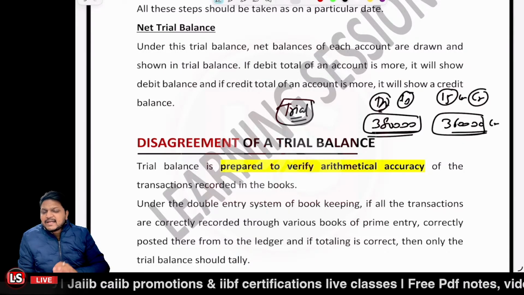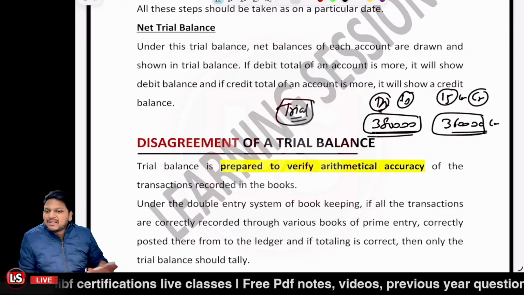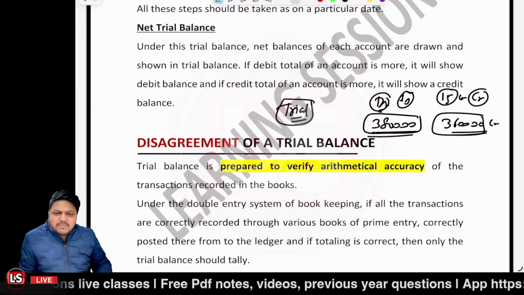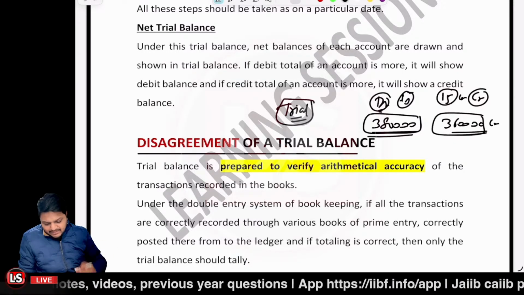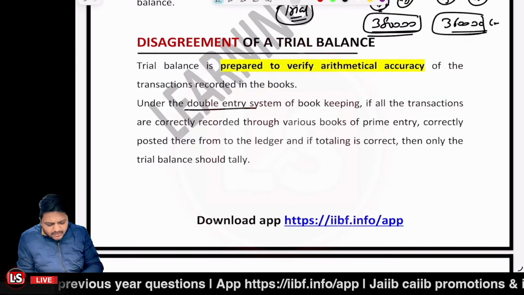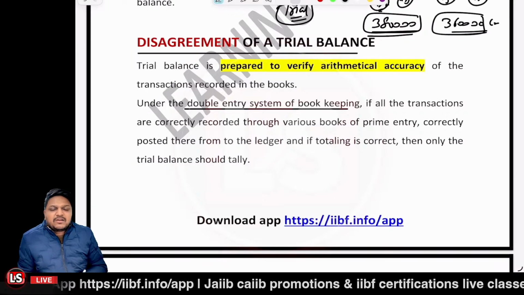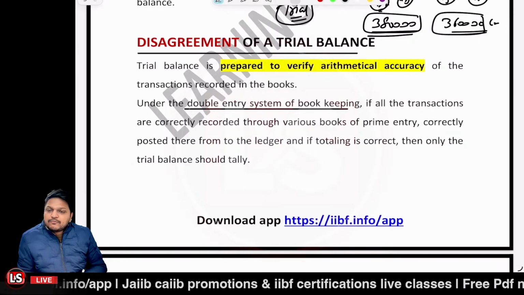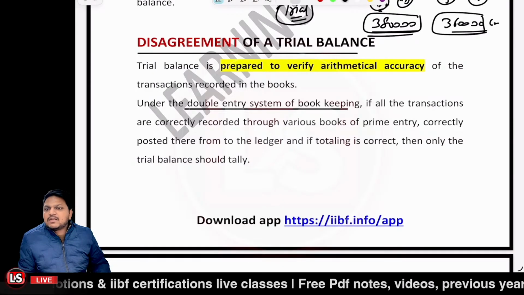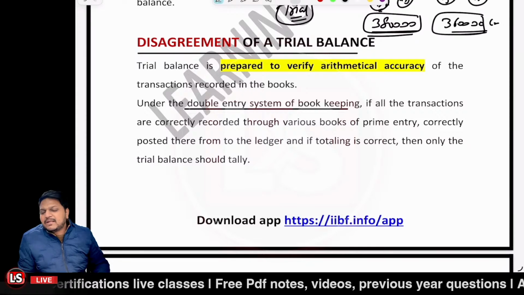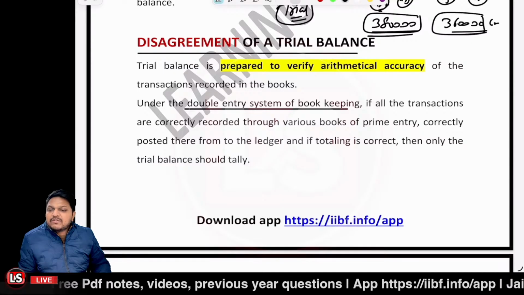So if the credit side is equal to the debit side, then we say it's all fine, all okay, right? But if the debit side is not matching with the credit side, we say there is disagreement of the trial balance, because under the double entry system of bookkeeping, every single transaction has a dual aspect, and for each equal debit there is an equal credit. Like we did the journal entries, whatever amount is debited, that amount is also to be credited. It's not the case that a debit entry won't have a credit leg with it.